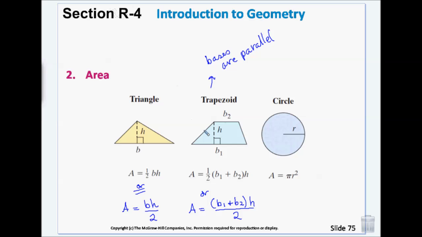So if I were to give you a trapezoid and I labeled all the sides and I told you this length and that length, don't get confused and think you need to use those two. Sometimes you'll be given extra information that you don't need. And then the formula for the area of a circle is pi r squared, which is 3.14 times r times r.